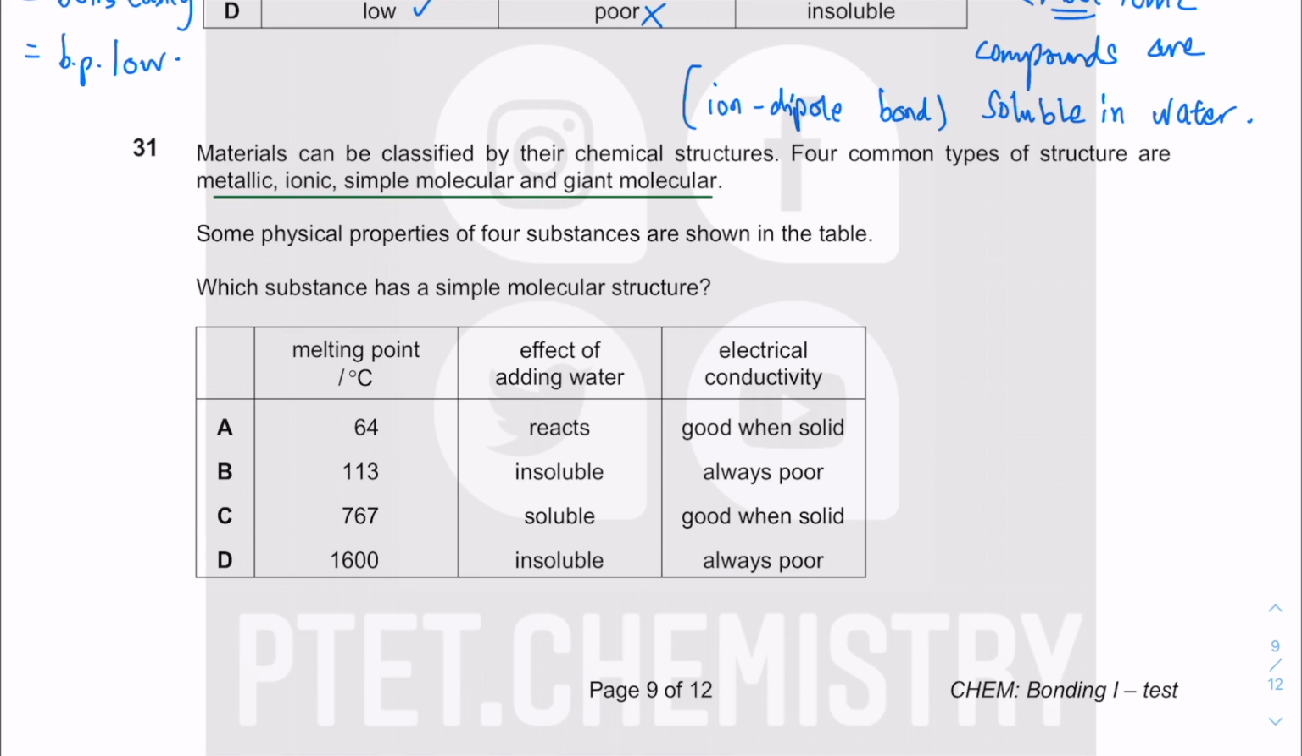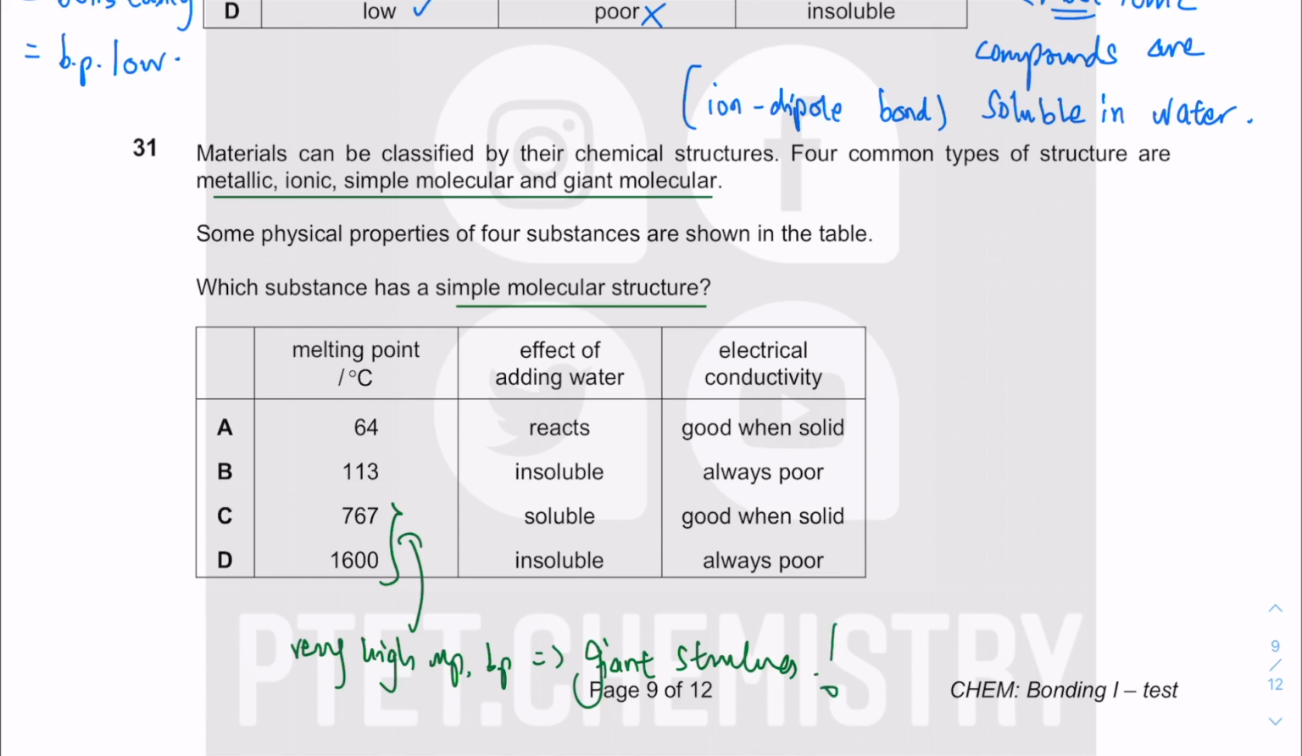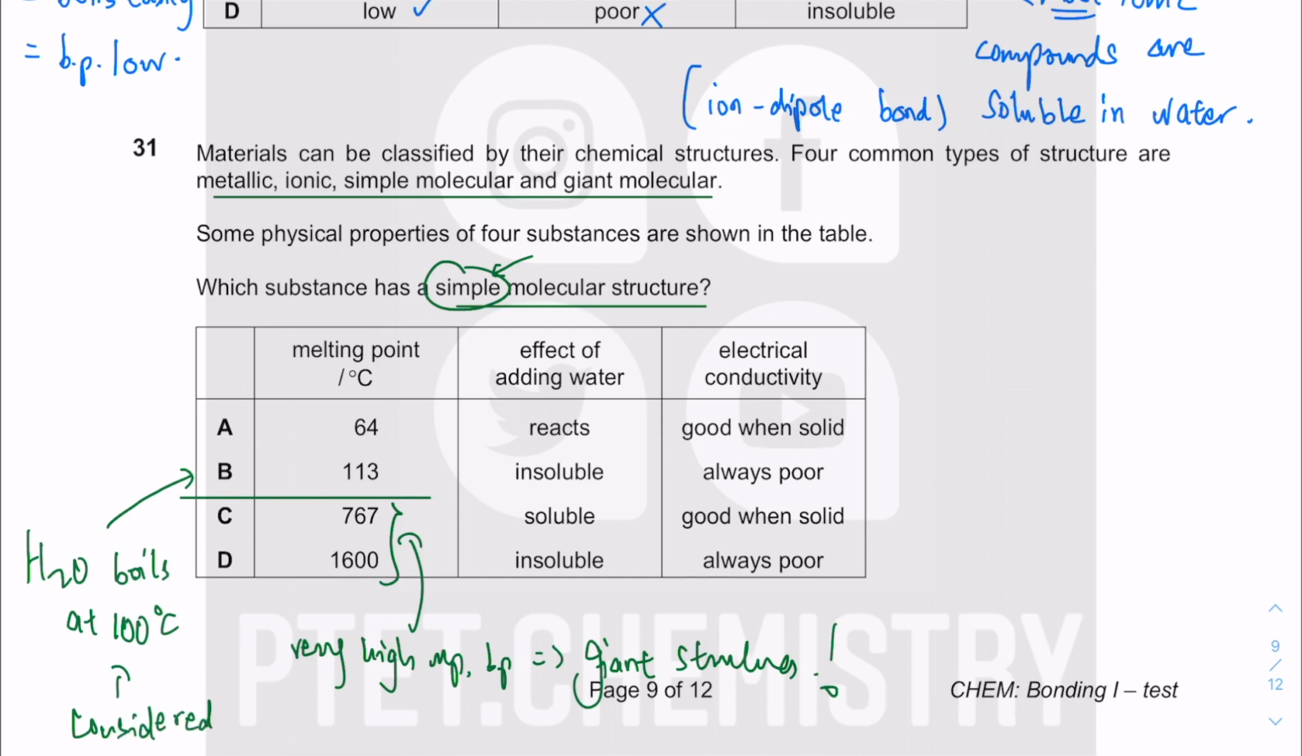So which one has a simple molecular structure? Well, first of all, I would say these two have very high melting point and boiling point. We are looking at giant structures, and if we are looking at giant structures, we are not looking for simple. Alright, so why in the world did I not consider this high? Because water also boils. H2O boils at 100 degrees Celsius, consider low. So in general, as a rule of thumb, anything below 300 or 400 degrees Celsius is still considered low.